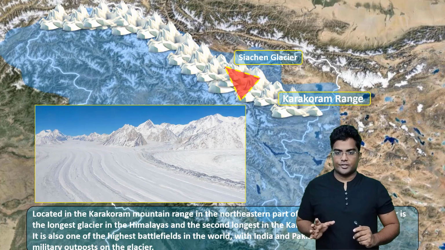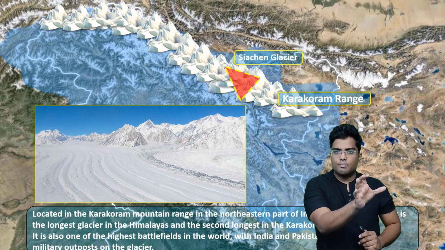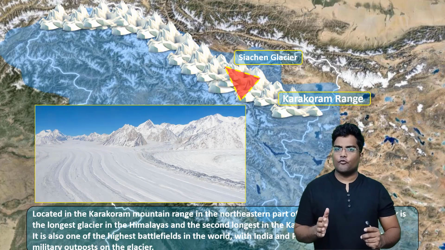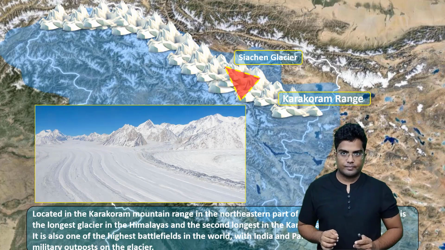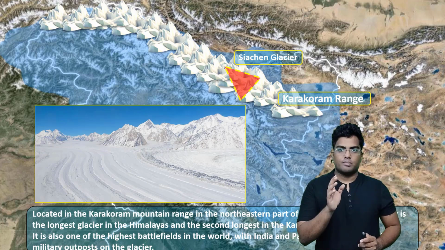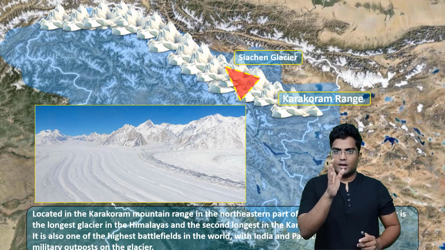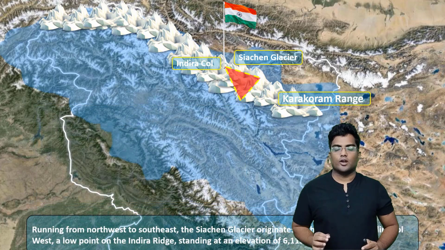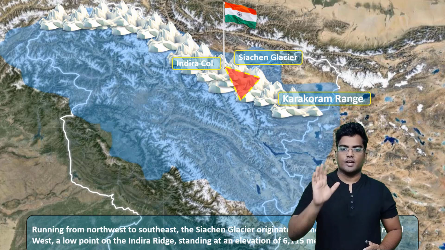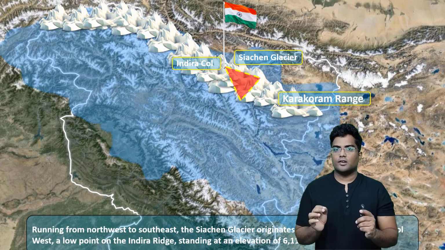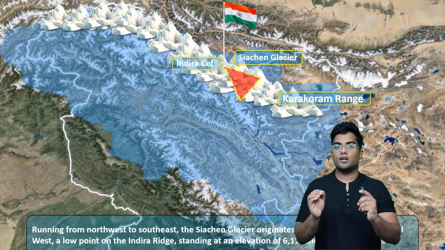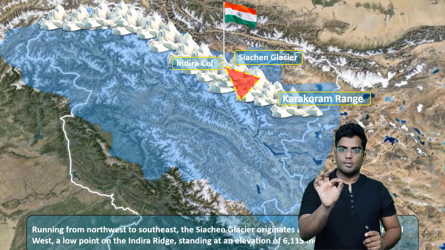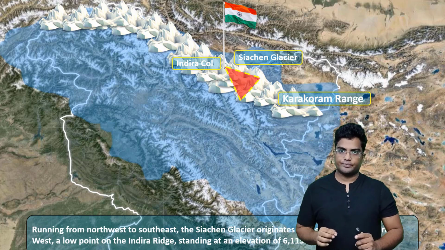So this is the Siachen Glacier. As you can see, it's pretty much in the shape of a triangle. Now there is a very important piece of information that you have to know. You have already seen the map of India. The northernmost part of India is known as Indira Col. This is where Indira Col is located, somewhat to the north of Siachen Glacier. This is the part where the Indian authorities can exert their influence. Indira Col is the northern extreme of India.